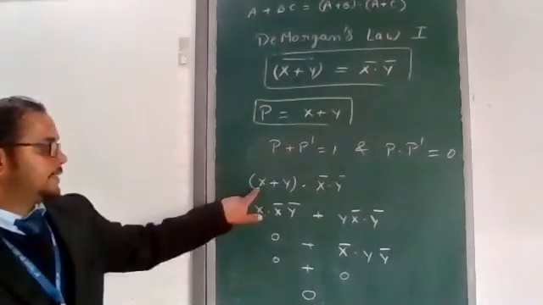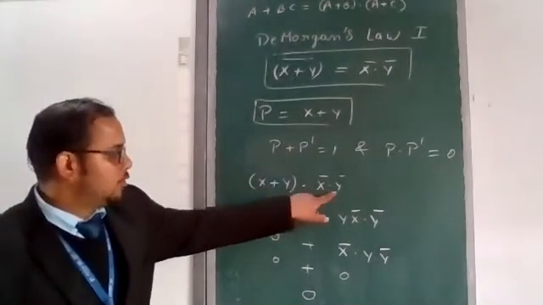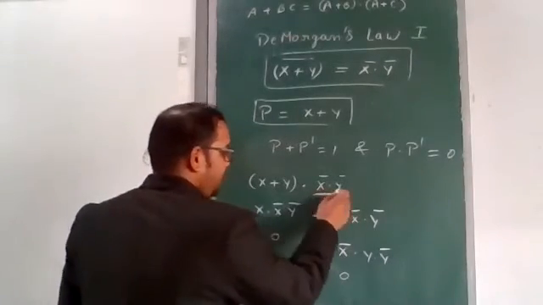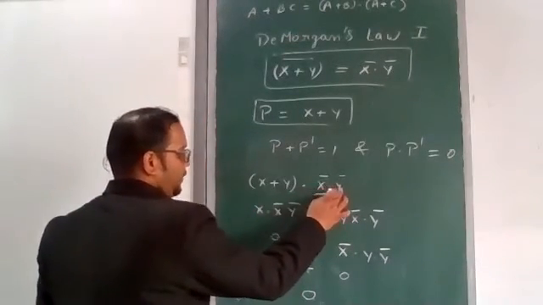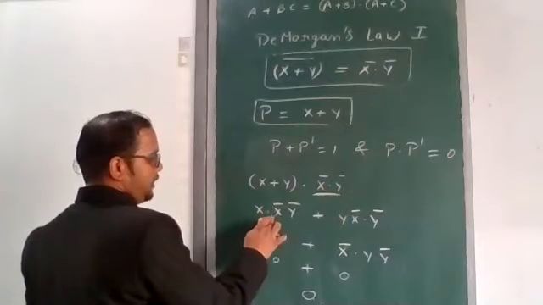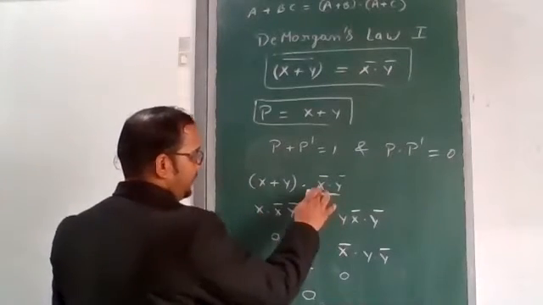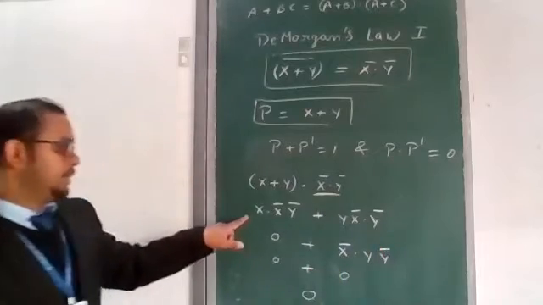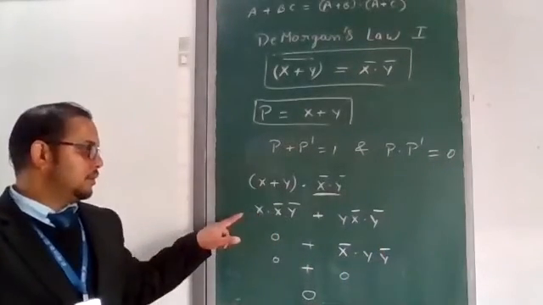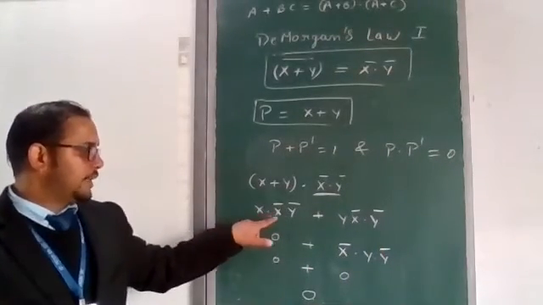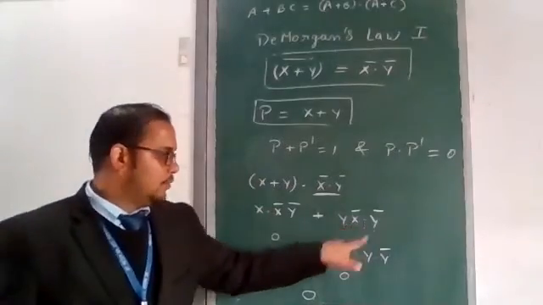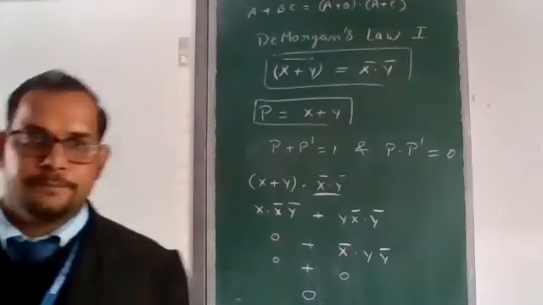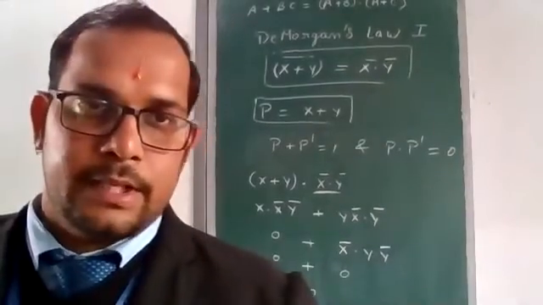Understand? X plus Y, whole, dot X complement dot Y complement, whole. This is together, okay? So multiply this X complement Y complement with X: X dot X complement Y complement, plus multiply this with Y: Y X complement Y complement. Then by using the complement law, X dot X complement is 0, and Y dot Y complement is 0, and then 0 plus 0 is 0. Clear now?